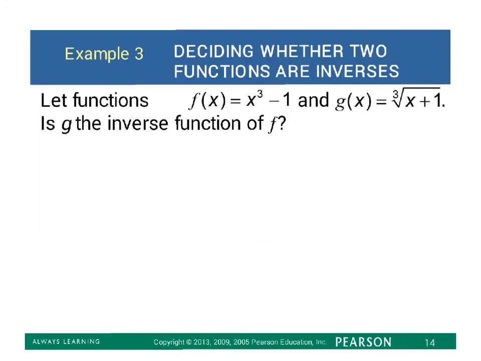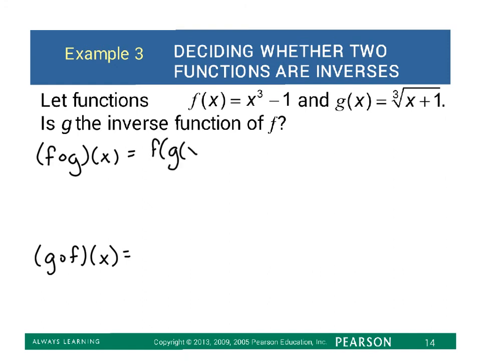Okay, to determine if these functions are inverses, we're going to compose them like I stated before in that definition. So we're going to find what is f of g of x, and what is g of f of x. And if both of these compositions are equal to x, then they are inverses. So for the first one, we are figuring this out. What is f of g of x? And this next one, g of f of x.